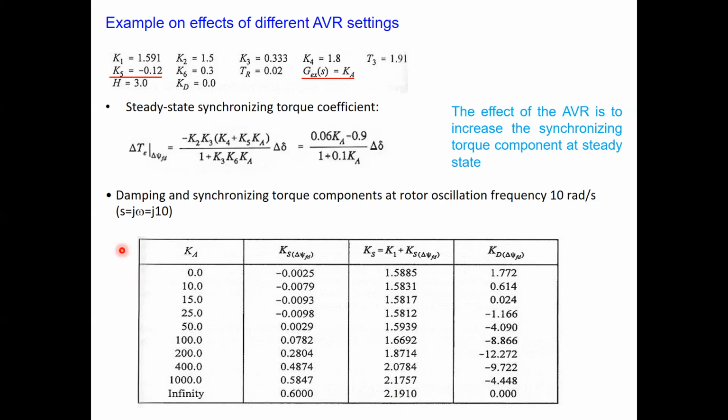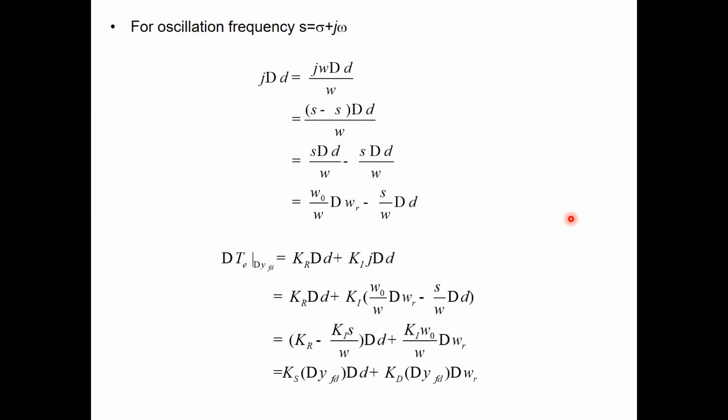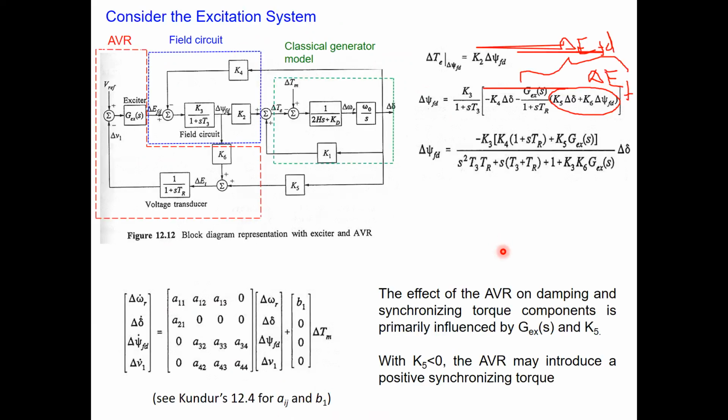And again, you can refer to the book, and we have calculated this value for an angular frequency of 10 radian per second. So in fact, this calculation is based on this one. This calculation, what you have, is from here. Exactly. Right.